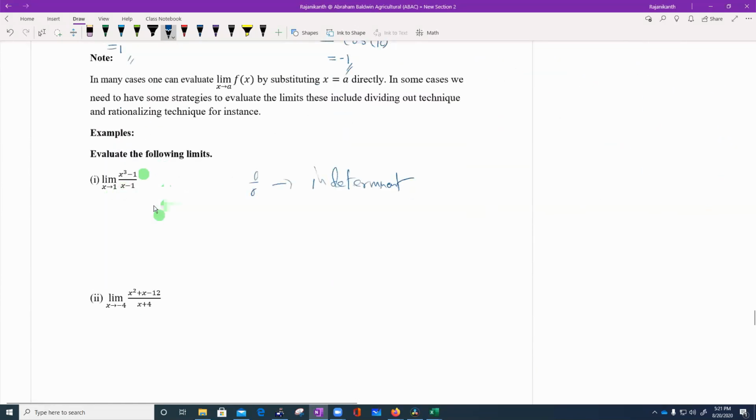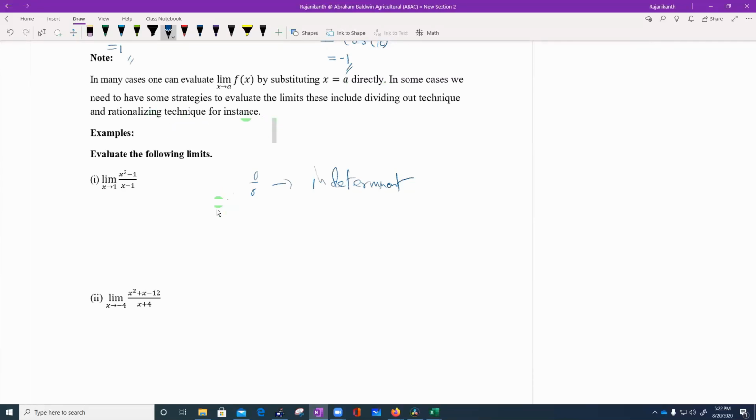For this type of problem, you need to use some techniques. What kind of techniques are we going to use? Well, there are plenty of techniques, and we are going to look at them one by one. If you look at this note, in many cases one can evaluate the limit simply by plugging into the function as x approaches a. In some cases, we need strategies to evaluate the limit. These include the dividing out technique, the long division algorithm you studied, or rationalizing techniques.